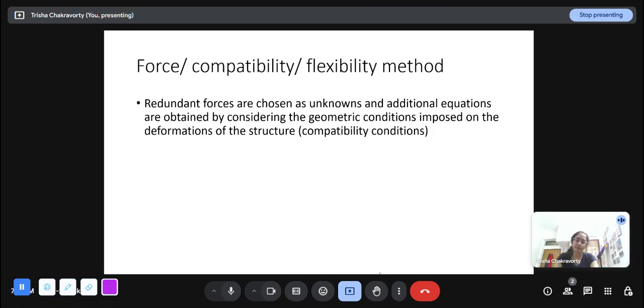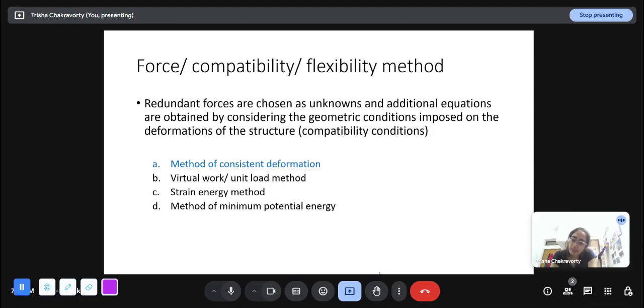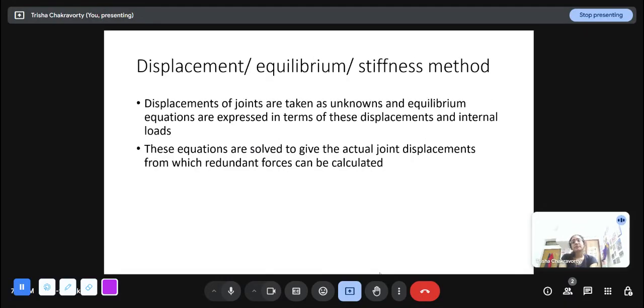Force or compatibility or flexibility methods. There are two classes of methods for solving indeterminate structures. In force methods, the redundant forces are chosen as unknowns, and additional equations are obtained by considering the geometric conditions imposed on the deformation of the structure. These are called compatibility conditions, which basically ensure continuity in a structure. Some of the methods are the method of consistent deformation, which we have looked at, virtual work or unit load method, strain energy method, method of minimum potential energy, and flexibility matrix method.